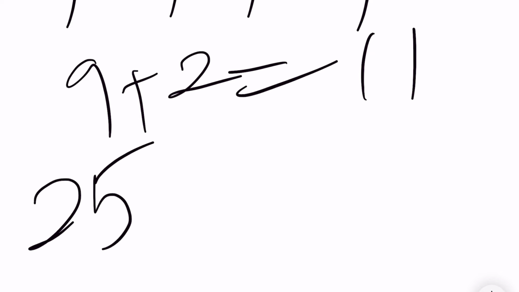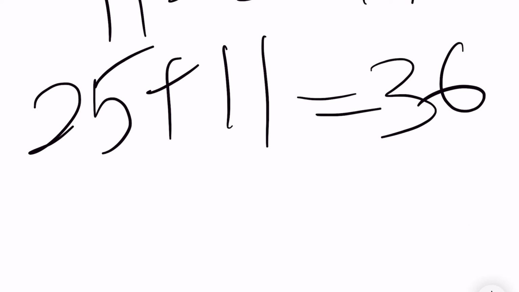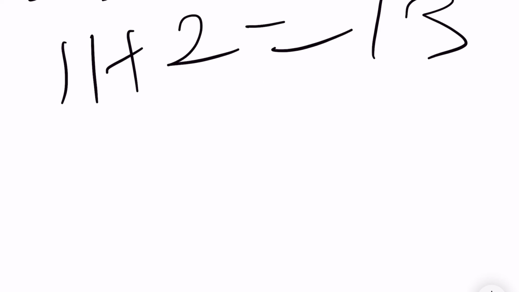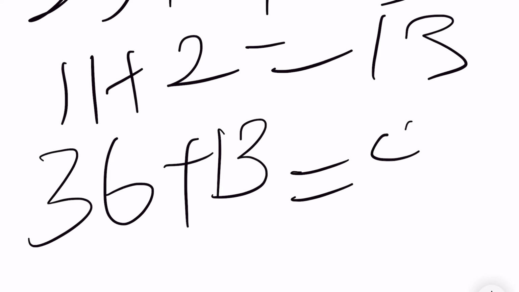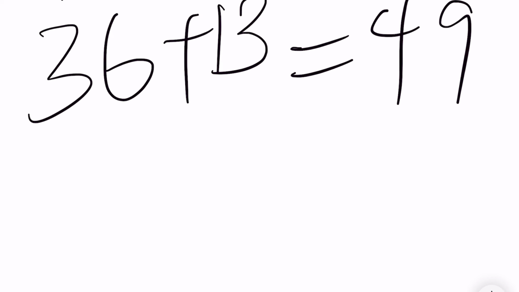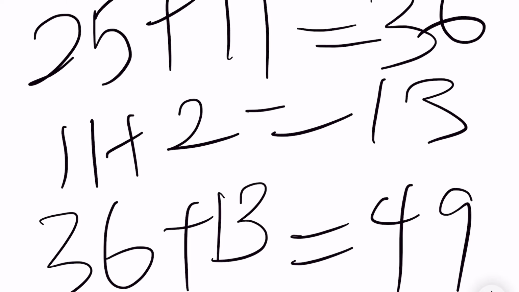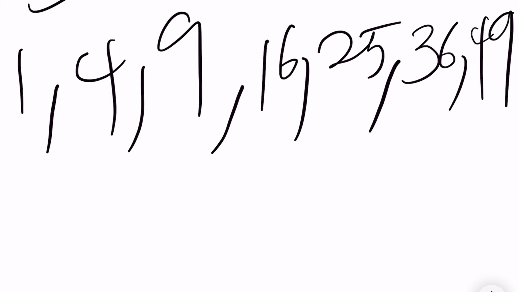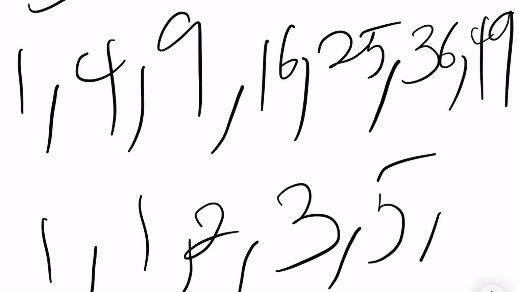That will be 25 plus 11, which is 36. The next difference will be 11 plus 2, which is 13. That will be 36 plus 13, which is 49. So our numbers are now 1, 4, 9, 16, 25, 36, and 49.